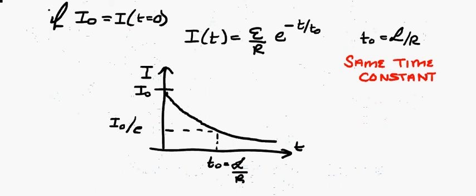So if we want to make this a quicker decay, we need to increase the inductance. Reduce the inductance to get a shorter time. I apologize, that's the opposite. So the decay time will increase as we increase our inductance.